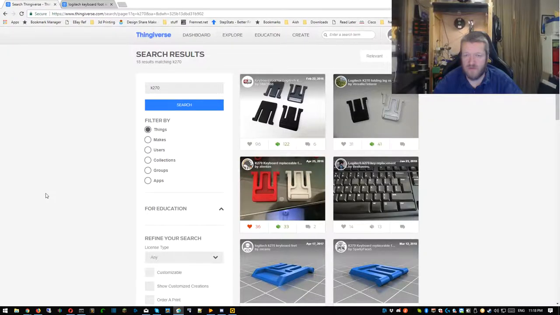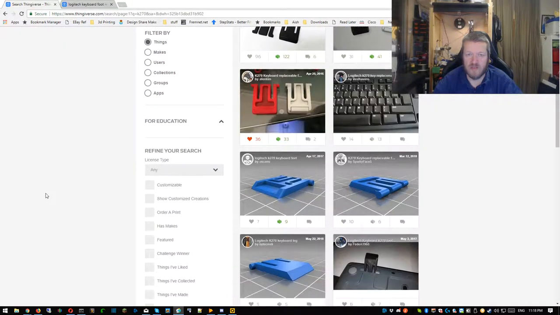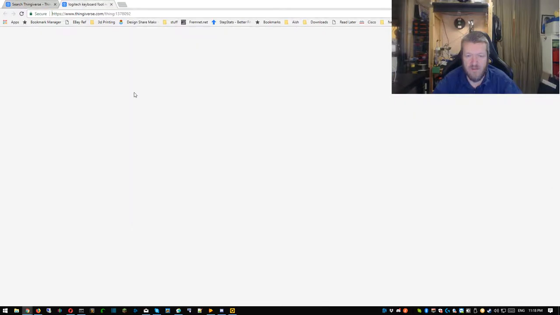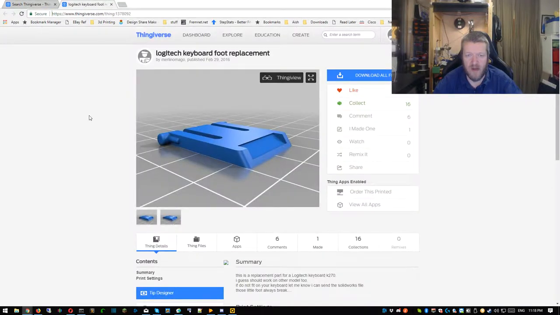So these keyboards are quite popular, so I decided to have a look on Thingiverse to see if anyone else with a 3D printer already had this issue and tried to fix it. Looking at Thingiverse, I found a lot of options to choose from. After a bit of looking, I decided that this one by Mermaling Mango looked quite good.